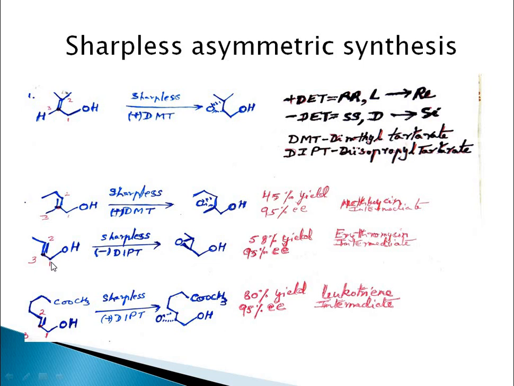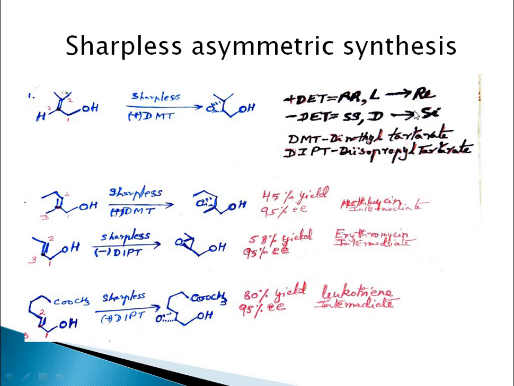Let's see by numbering. So this is 1, this is 2, this is 3, again anticlockwise, and this time minus DIPT is being used. Minus DIPT guides the oxygen towards the Si side. So as we can see, this is the Si side along the plane of the paper. So this time the oxygen will be delivered not below the plane of the paper, but on the same side, above the plane of the paper. 1, 2, 3. This is Si, and minus DIPT guides the oxygen towards the Si side.